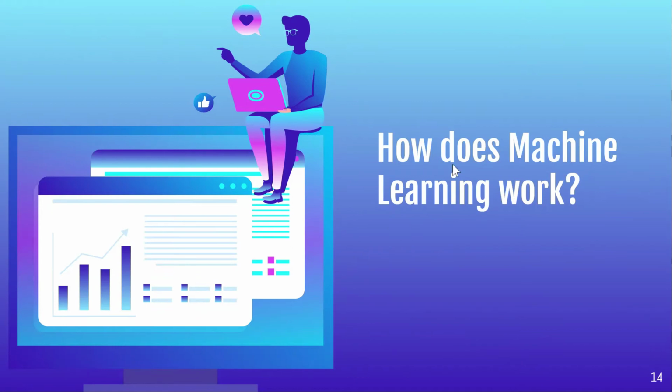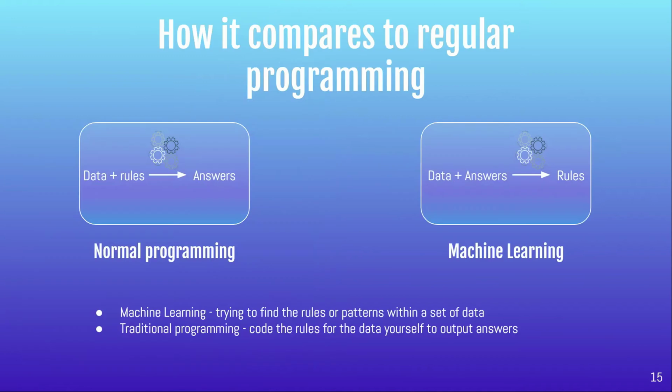So next up, we're going to learn about how machine learning works. And to do this, we're first going to compare machine learning to regular programming. As mentioned previously, machine learning consists of trying to find the rules or patterns within a set of data, and then learn from these patterns to find the answers to any new data that we receive. And this is different from traditional programming where you code the rules for the data yourself to output answers. So in our case, this would be like trying to code for each and every type of motorcycle, car, or bicycle. And this would just take thousands upon thousands of lines of code.